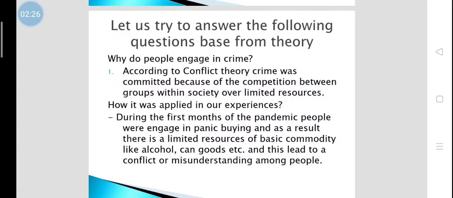According to conflict theory, crime is committed because of the competition between groups within society over limited resources. How was it applied in our experiences? If you remember, in the first month of the pandemic, people engaged in panic buying, and as a result, there were limited resources of basic commodities like alcohol and canned goods, and this led to conflict or misunderstanding among people.